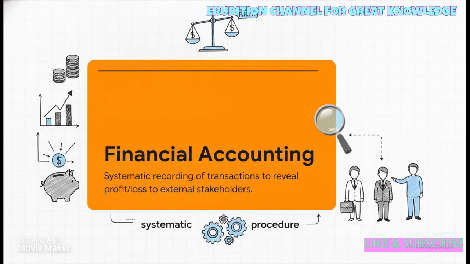Now, when we talk about financial accounting, the ultimate target audience is absolutely key. This is the systematic procedure of recording transactions primarily to reveal the overall profit or loss to external stakeholders. Because it provides a true and fair evaluation of the business, it's ultimately there to safeguard the interests of those outsiders. We're talking investors, creditors, and government regulators.